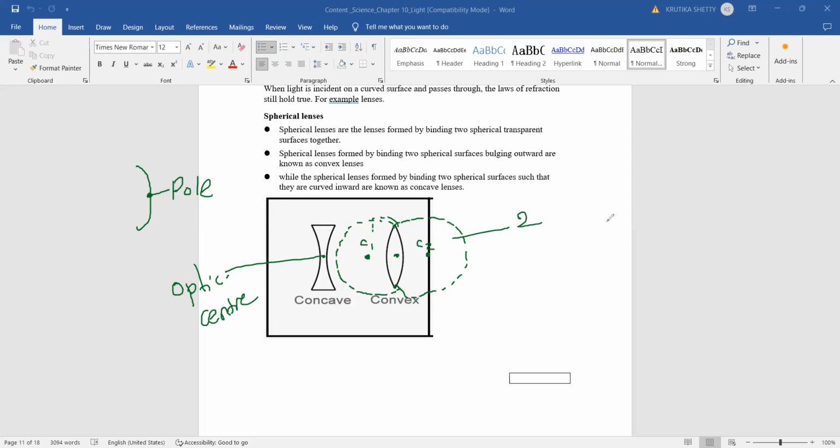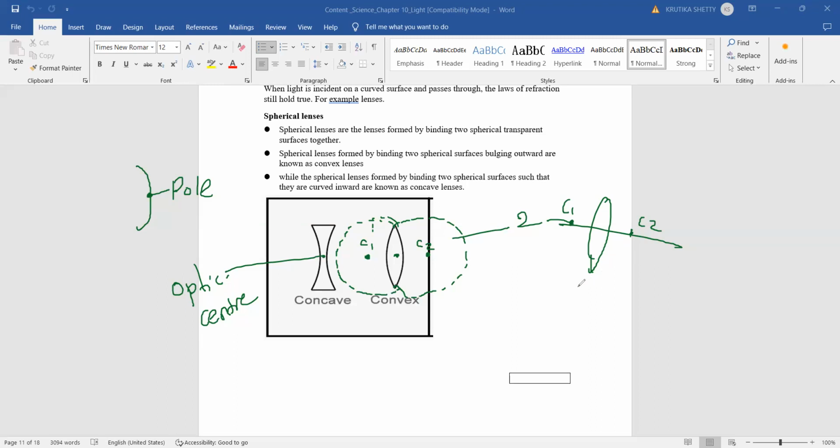For example, this is a convex lens. Here I will have C1 and here I will have C2. The same way with the concave lens, there also we have two centers of curvature. The definition is the same as for the mirror: the center of curvature is the center of the spherical surfaces of the lens. In your textbook they have not given a definition, so don't worry, no need to memorize it. Just remember there are two centers of curvature for lenses.